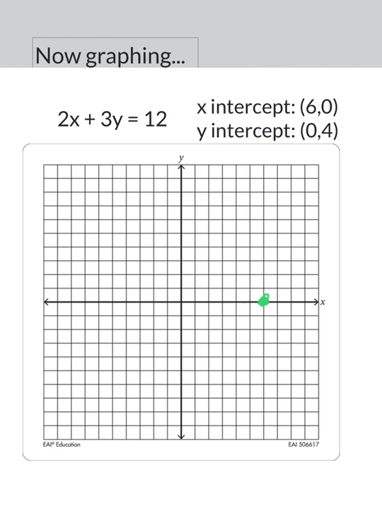The y-intercept, let's see, we start at the origin. And we go up 4. 1, 2, 3, 4. So I need a mark there. So there is the y-intercept. And this is the minimum number of points that I need to graph a linear equation. So all I have to do is connect those 2 points with a straight line.